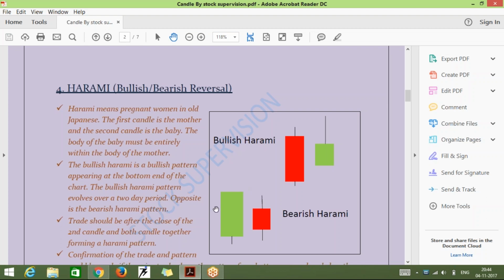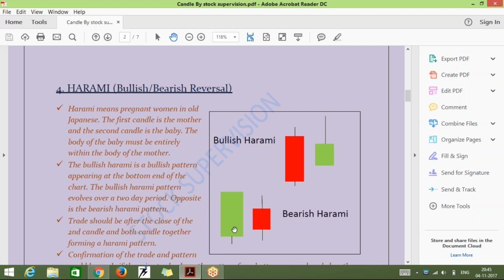You can focus on my cursor here. In a bearish harami, the green candle is the mother candle and the red candle is the baby candle. So it should completely come under the mother candle. Only then can you say the harami pattern is formed.